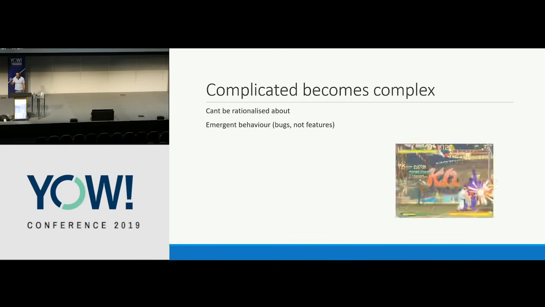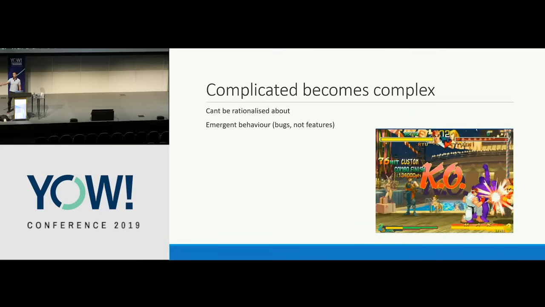So, complicated becomes complex. And this isn't the good form of complexity. It's complexity we don't want. This isn't the stuff Casey was talking about earlier. This is unnecessary complexity.